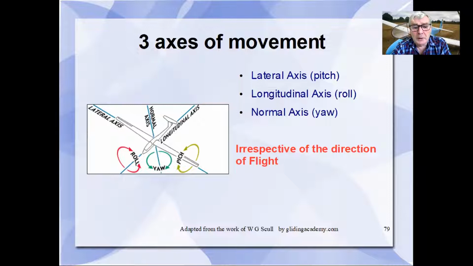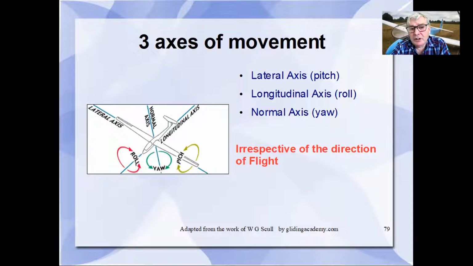And we have the normal axis. This runs at 90 degrees to the other two axes and through the centre of gravity. And this is the axis we use to describe yaw. An important thing to note here is that the movements are irrespective of the attitude of the glider. So it doesn't matter if it's pointing down or up or whatever, the axes remain relative to the glider and not relative to the Earth.